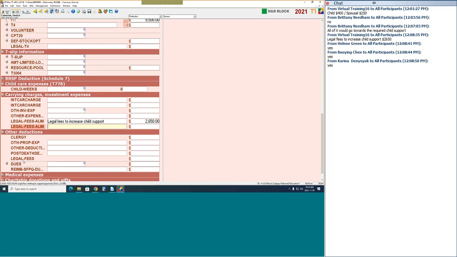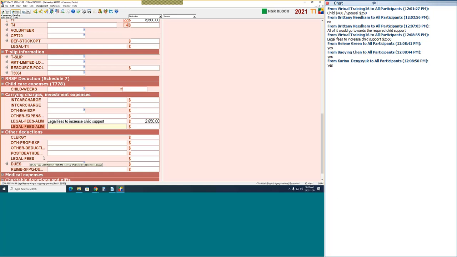If instead I had used the keyword legal fees, that keyword says legal fees not related to the recovery of salaries or wages. That would have gone on line 23200, which would not have been correct. If, for example, she had legal fees to make taxable child support not taxable, maybe she had taxable child support and she wanted to make it not taxable, that's the line number those legal fees would go on. And there's no real difference between legal fees alum and legal fees. It's just there's more data entry.